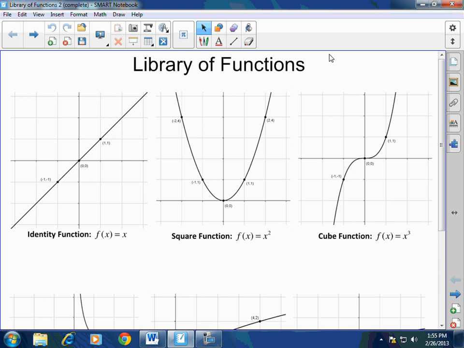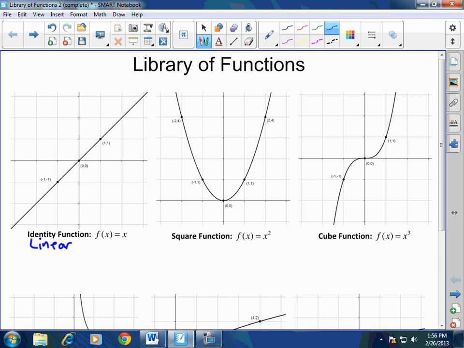First of all, let's look at the general forms of the parent functions of the library of functions. Remember that the parent functions are the functions when you have nothing but x being squared or cubed. You have no shifts, no translations. My first one is an identity function. Identity function, just so you know, is also called a linear function. And it's f of x equals x, or y equals x.